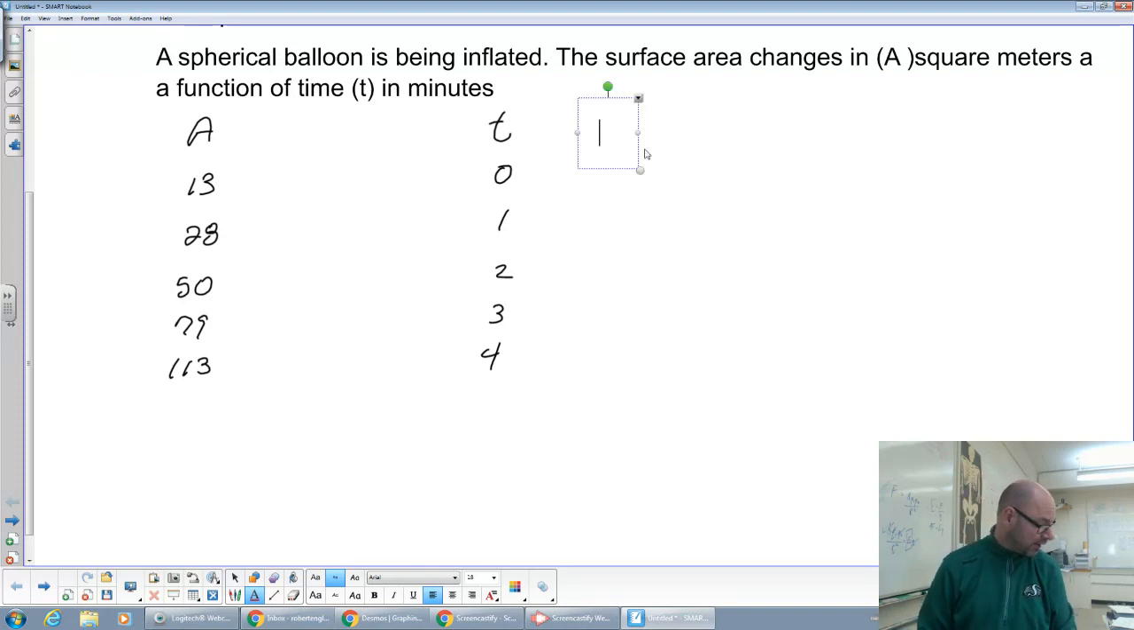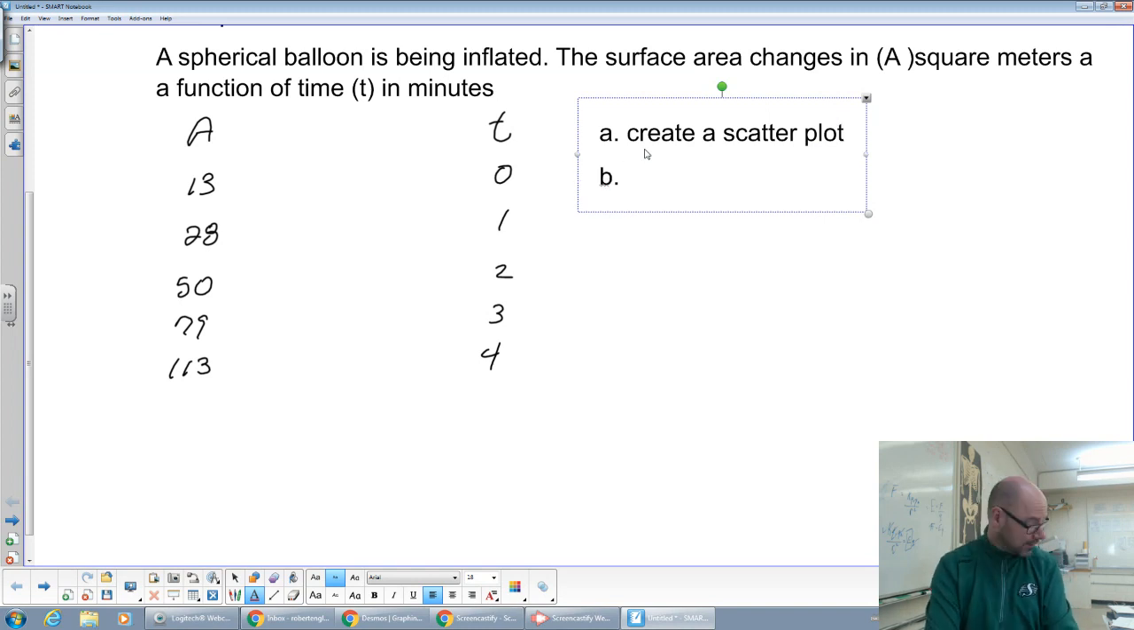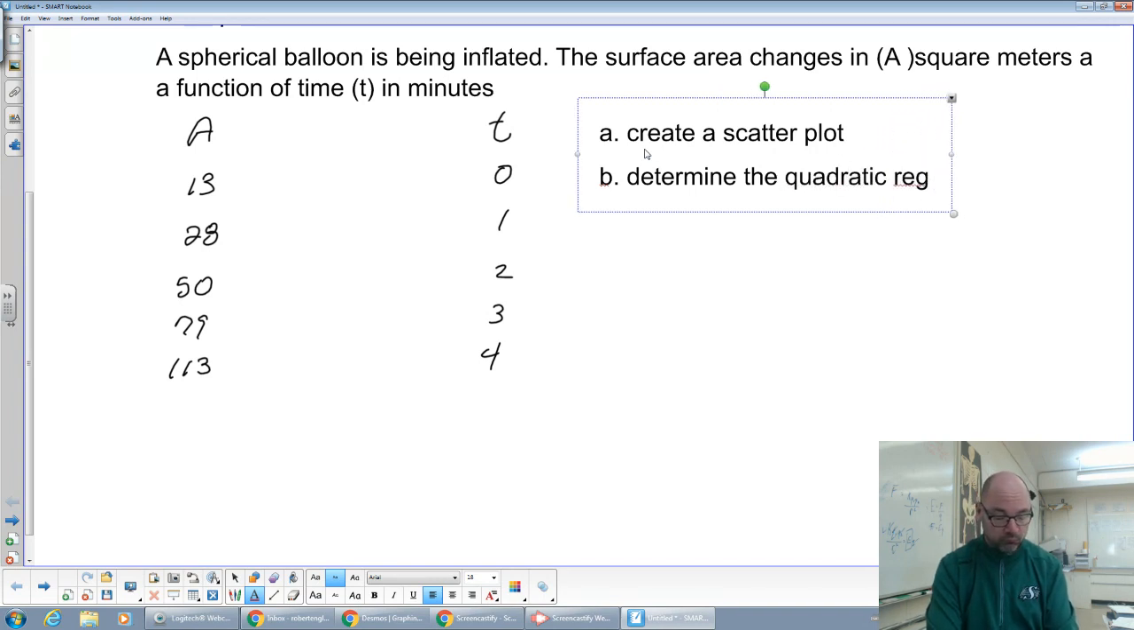Okay, and the questions are: create a scatter plot. We're going to use Desmos for that. And it says determine the quadratic. So it's a quadratic regression function. There we go. Desmos will do that for us or help us with that anyway.